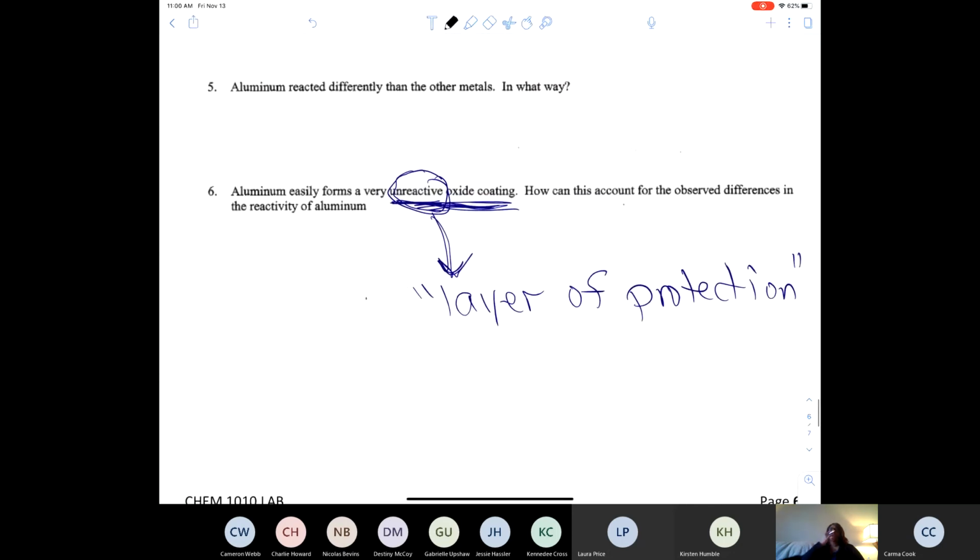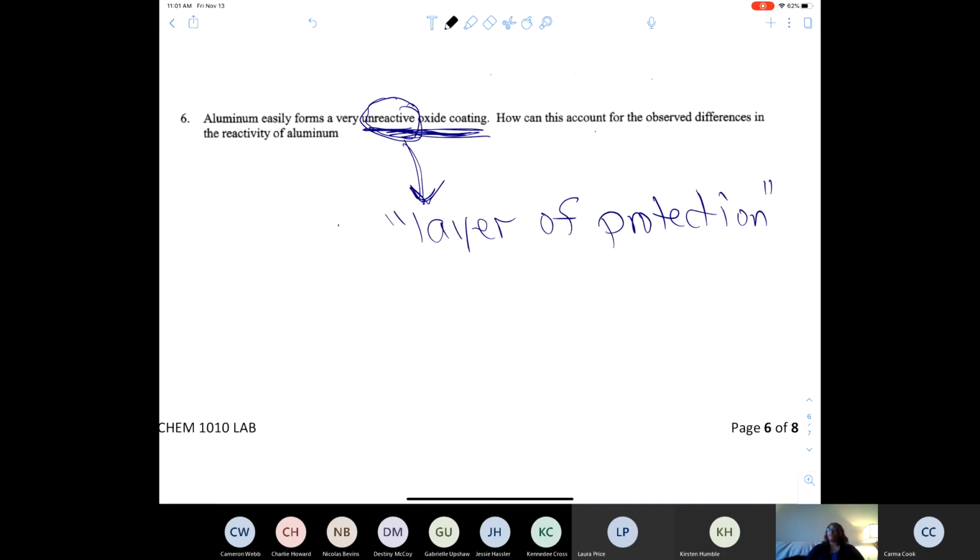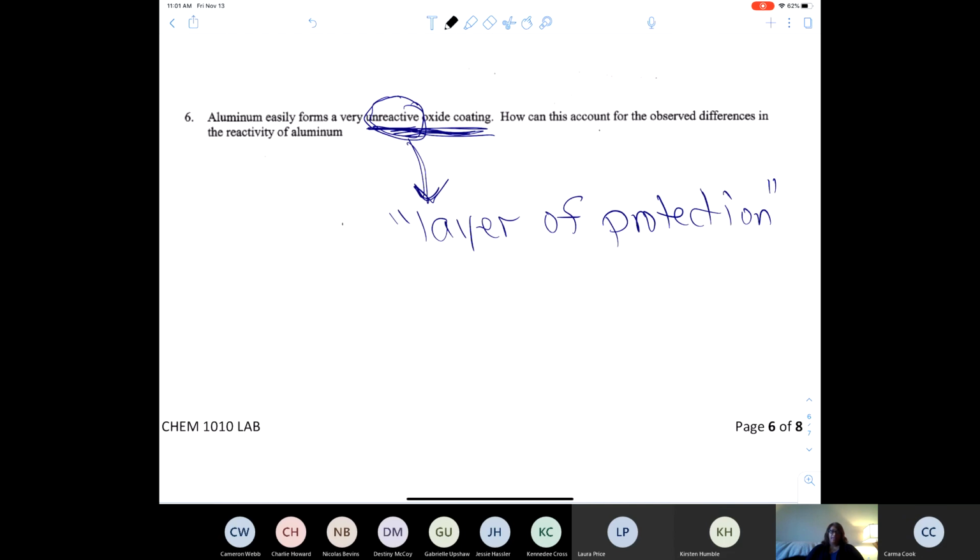Now, in your observations, we had zinc metal, copper metal, iron, and aluminum. Did you notice aluminum reacting differently than the other metals? And if so, in what way? Did it react faster than the other metals? Did it react slower? And then finally, aluminum easily forms an unreactive oxide coating that acts as a layer of protection, protecting the aluminum from the acid. So does this account for what you observed as far as differences in the way the acids reacted with the aluminum versus the zinc and the iron, for example?